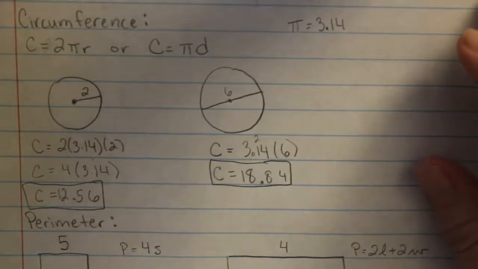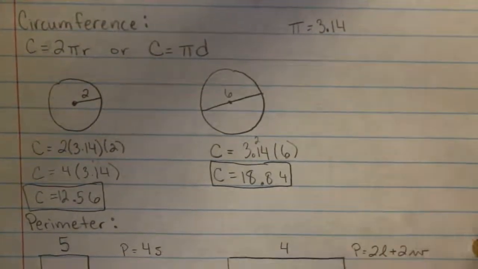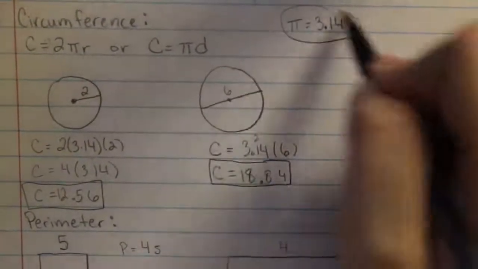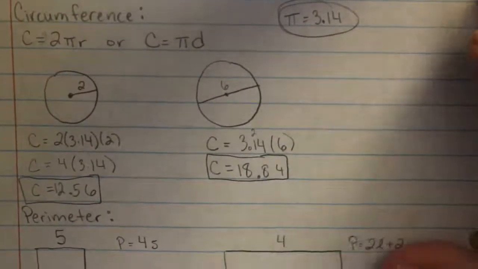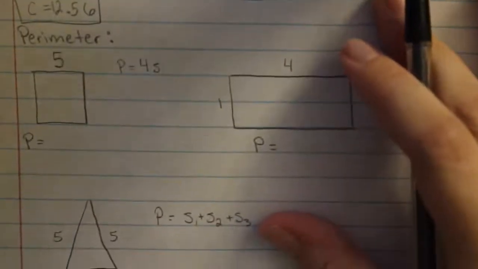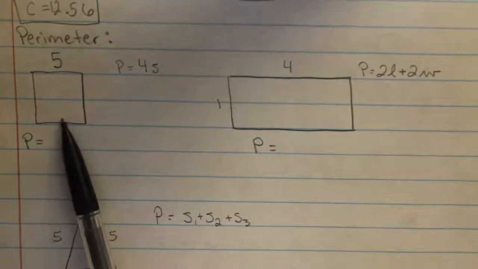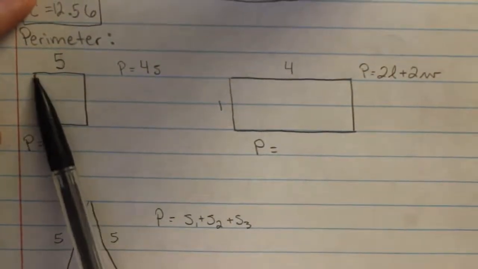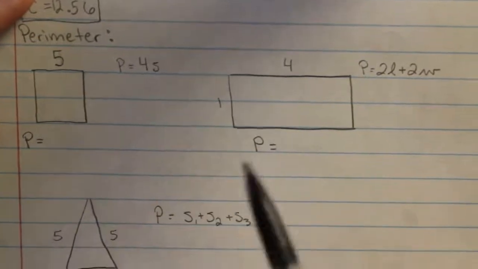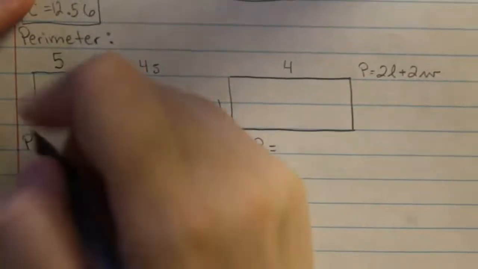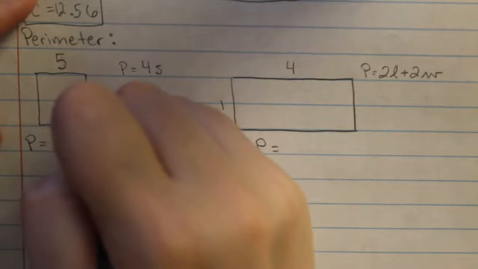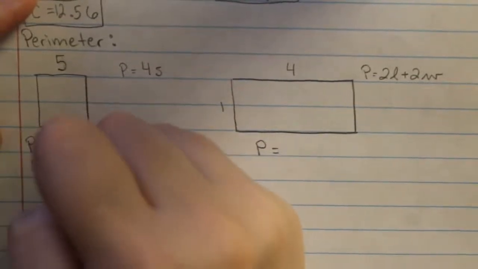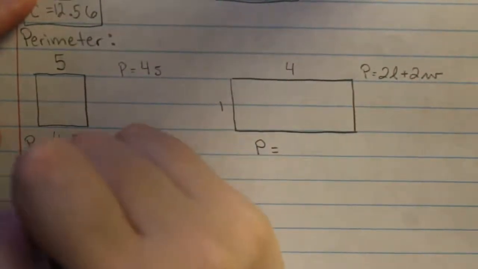So that's how you find the circumference of a circle with either of these formulas, not forgetting that pi equals 3.14. Now let's move on to perimeter. So I have perimeter of a square and perimeter of a rectangle. In perimeter of a square, if it ever just gives you one side, you're going to assume it's a square. So it's going to be 4 times the side, which is 5. So my perimeter is going to be 20 of whatever units it gives me.